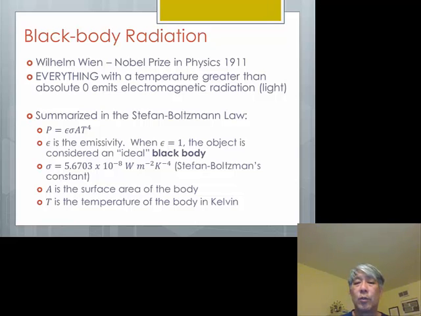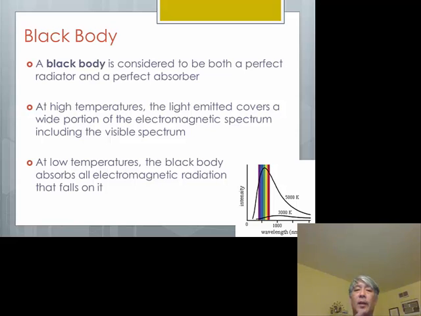It's kind of interesting to notice that it's T to the fourth, and that's a big power. And so there's a lot of power that's being radiated. That's what we're doing here. How much power is being radiated by the body at a given temperature? So a black body is considered to be both a perfect radiator and a perfect absorber.